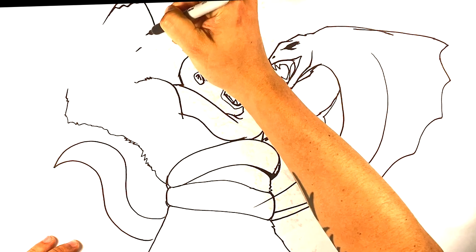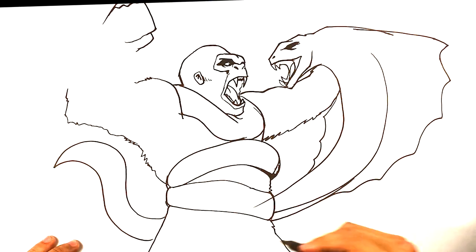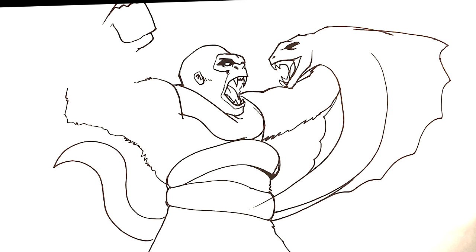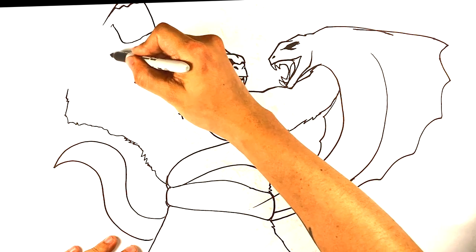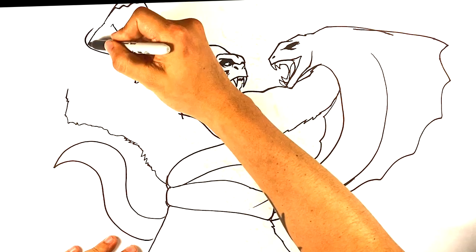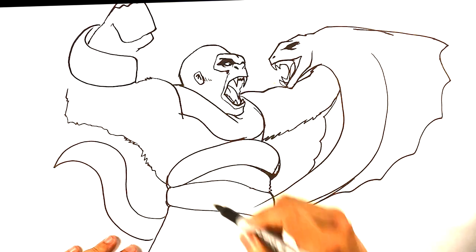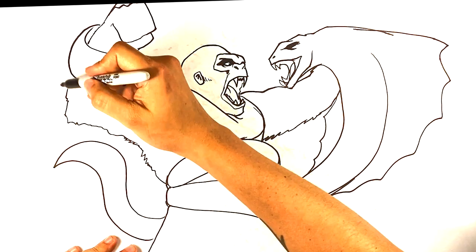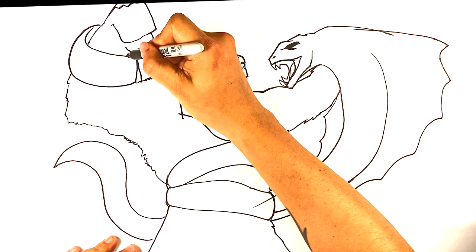Down, pull in, curve. Curve under here. Okay. And curve around this side. And you got some of his snake-like body around here. And I'm gonna pull up for the rest of that forearm right there.